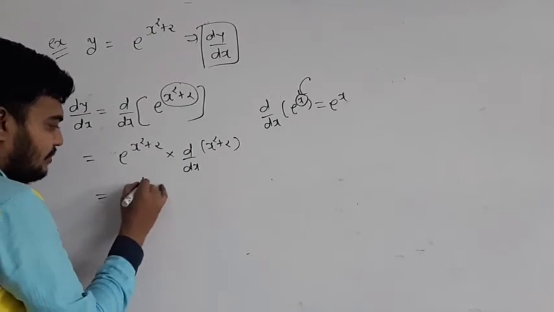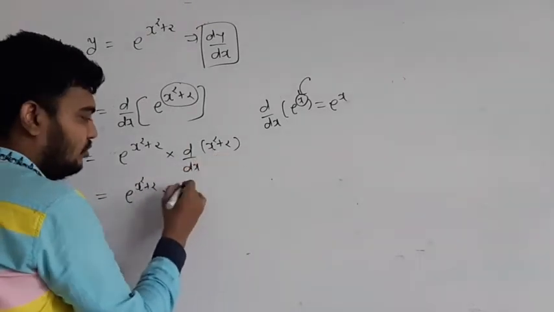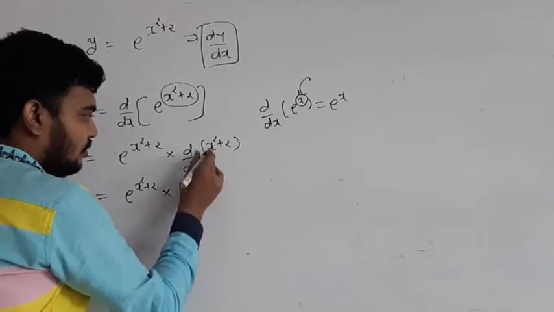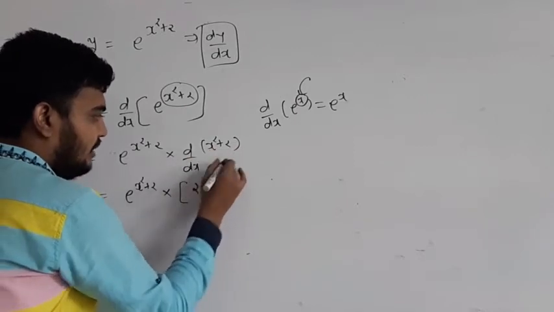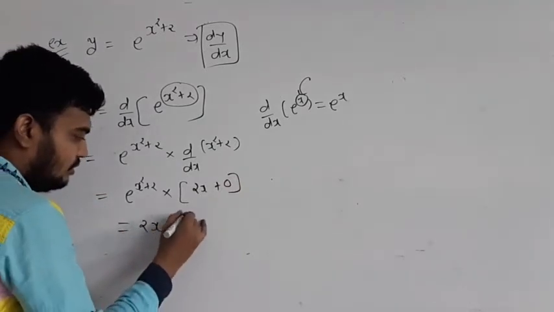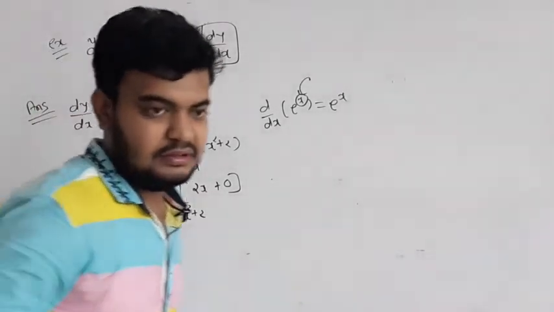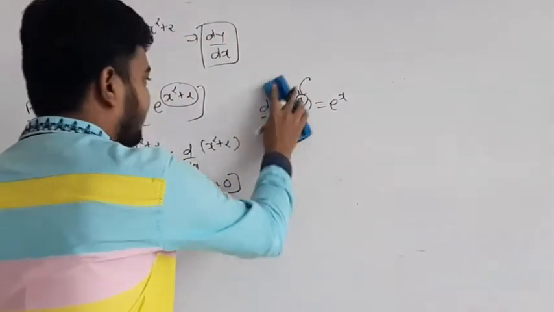So e raised to x square plus 2 cross, with a plus sign between x square and 2, so we differentiate separately. The derivative of x square is 2x and the derivative of 2 is 0. So the final answer is 2x e raised to x square plus 2. Now taking another example of these types of questions.